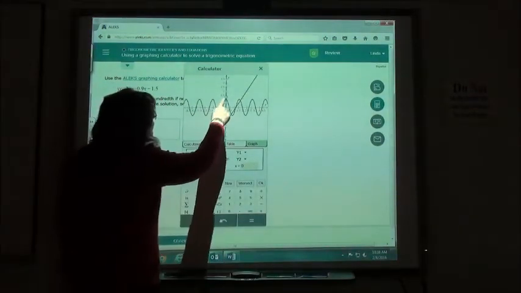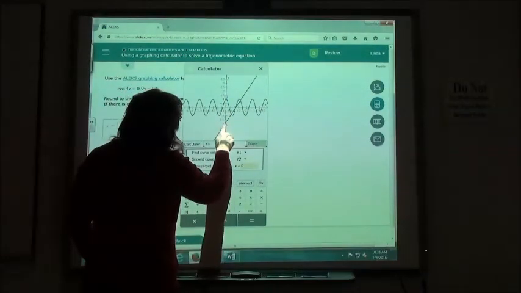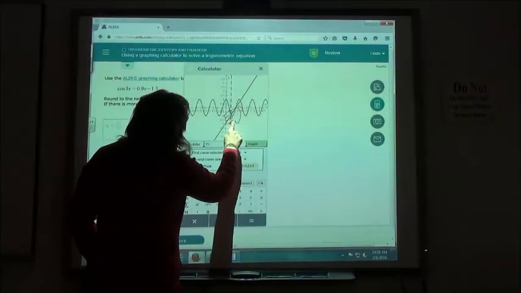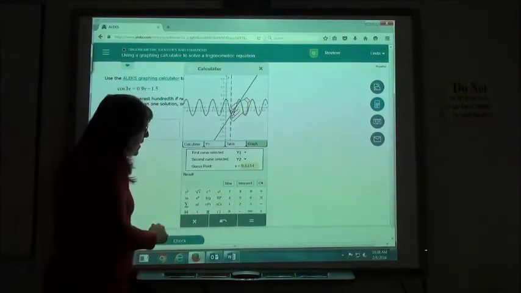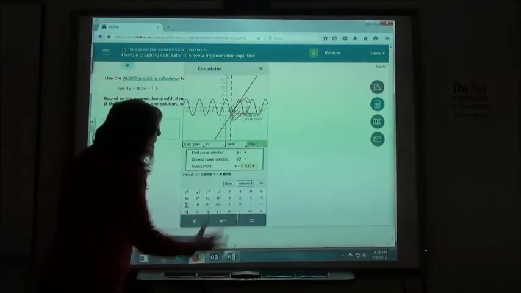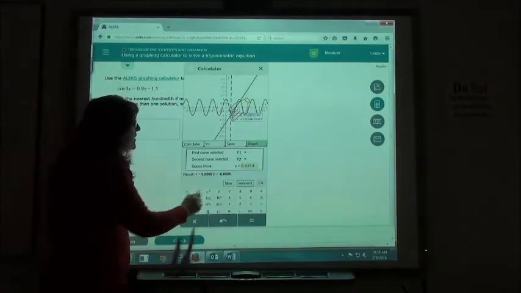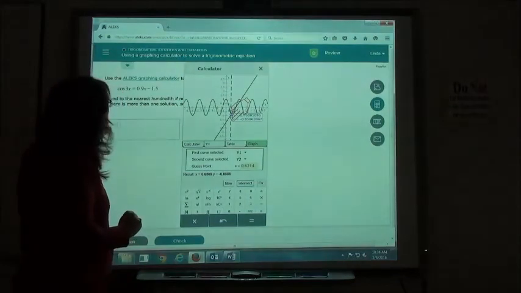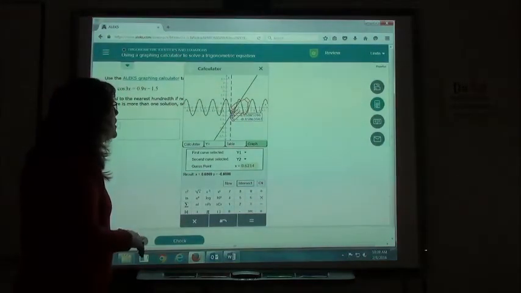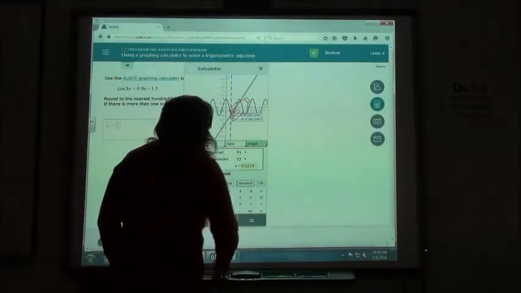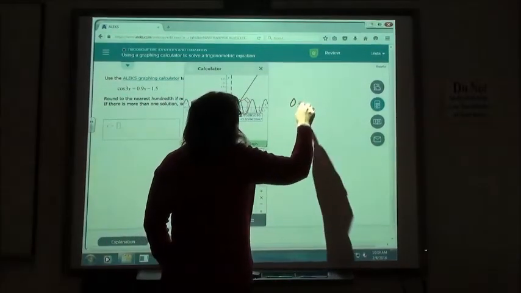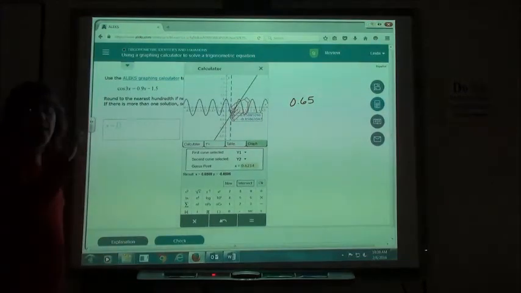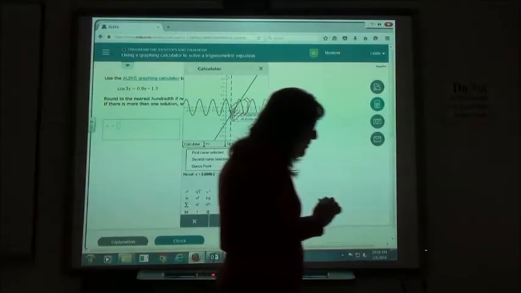Again, we're going to drag these arrows as close to the first intersection as we can. It doesn't have to be exactly on there, but close. Once we get it close, we're going to click on intersect, and then we're going to look for the x value. The x is at 0.650. We're rounding to the nearest hundredth, so we're just going to use 0.65. So 0.65 would be our first intersection, the first point that those two equations have in common.